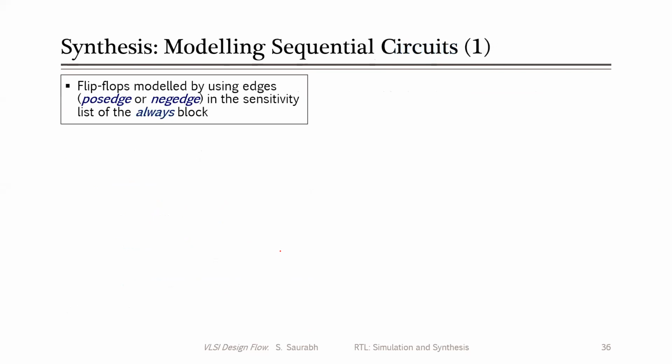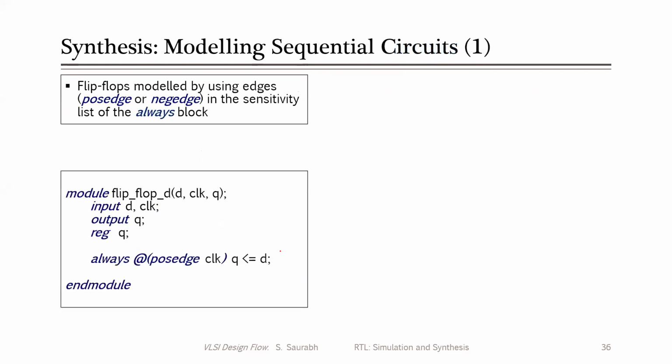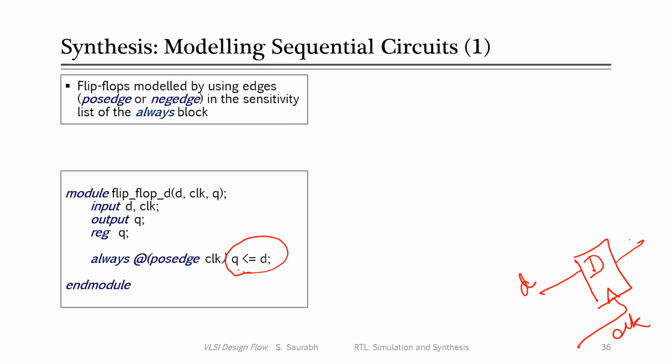Okay. Now, if you want to model a sequential circuit, then you should use posedge or negedge. For example, if you want to model a flip-flop, then you should write posedge clock, then Q is assigned the value of D, right? In this case you will get a flip-flop. You have a clock signal here, on the D pin you will have D, and here you will have Q. So this is how it will be synthesized.